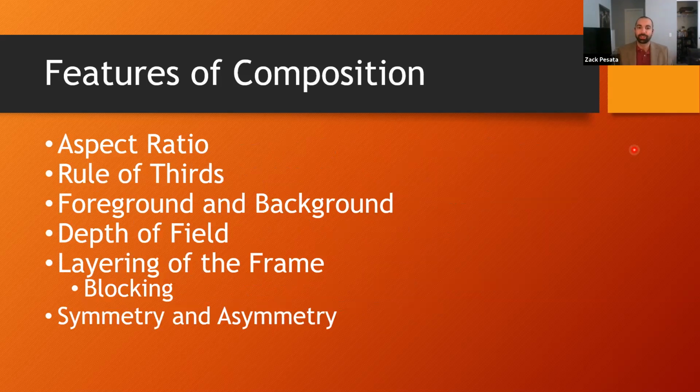All right, so features of composition. You have aspect ratio, rule of thirds, foreground and background, depth of field, layering of the frame, and symmetry and asymmetry. And we're going to go over each one here. The one to really focus on, though, I think, is rule of thirds. And obviously, we already mentioned foreground and background, but I would say these three are going to be our focus for composition. And I want you to use the rule of thirds grid when you're decoding compositions.